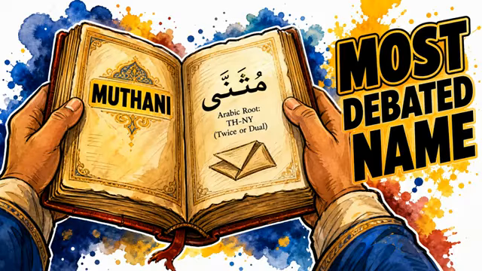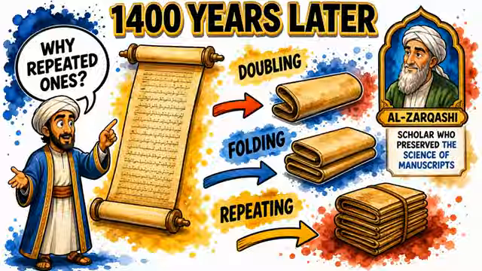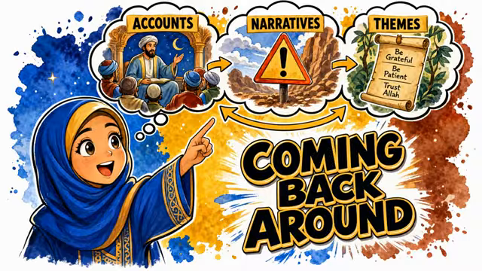But the name is where this gets genuinely interesting, and it is the most debated name of the 4. Mathani comes from an Arabic root that carries the sense of doubling, folding, repeating, bending something back on itself. So why call an entire section of the Quran the repeated ones? The classical scholar Al-Zarkashi, in his great work on the sciences of the Quran, gives the most commonly cited explanation. He says they are called the Mathani because of the repeated accounts within them, the narratives and themes that recur, coming back around a second time.